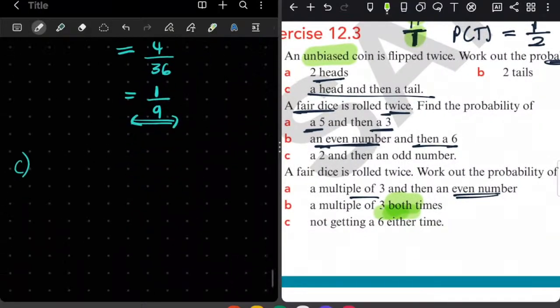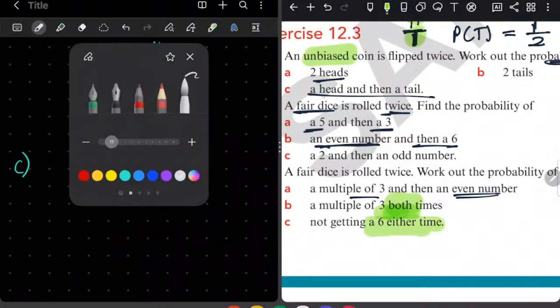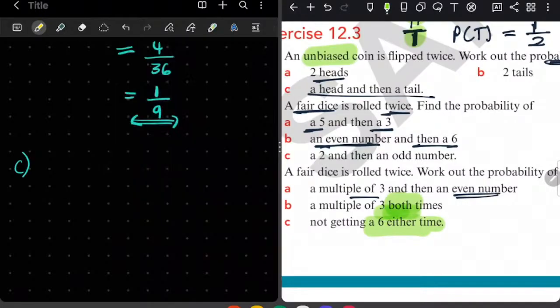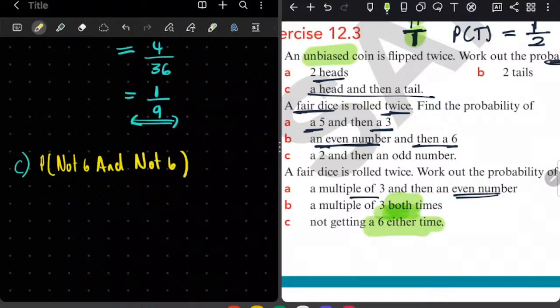Now we do C. Probability of not getting a 6 either time. Not getting a 6 either time means probability of not 6 and not 6, which is probability of not 6 times probability of not 6. Right? What is the probability of not 6 for us to be able to do this?